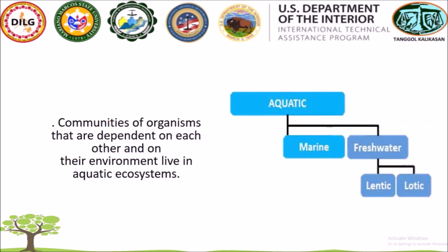Another is the aquatic ecosystem. It is an ecosystem in a body of water. Communities of organisms that are dependent on each other and on their environment live in aquatic ecosystems. The two main types of aquatic ecosystems are the marine and the freshwater ecosystem. The marine ecosystems are among the largest of the Earth's aquatic ecosystems. The marine ecosystem covers 2/3 of the surface of the Earth.